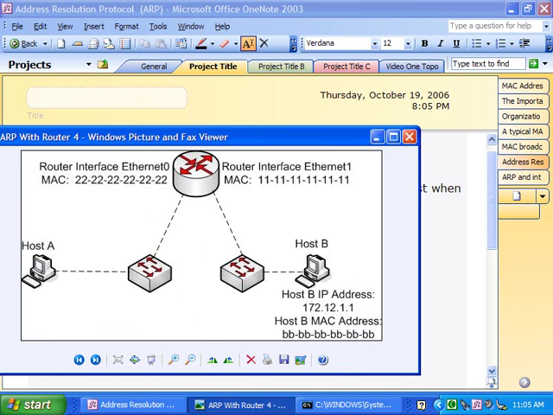Assuming, again, that host A already knows host B's IP address, it's got to have host B's MAC address. And you see here, we actually have 3 MAC addresses in the diagram. We've got one on the Ethernet 0 router interface. We've got one on the Ethernet 1 router interface. And you can see the MAC addresses are different. And, of course, host B's MAC address is all B's. So host A is going to do the usual thing. It's going to send out an ARP request.